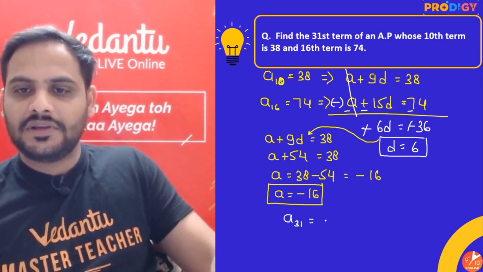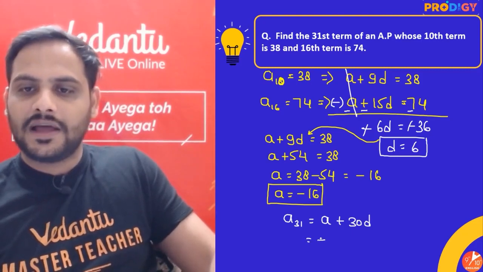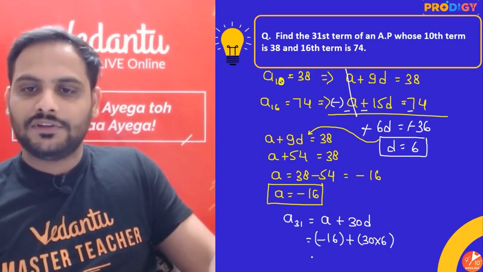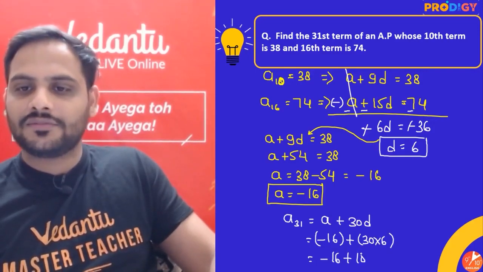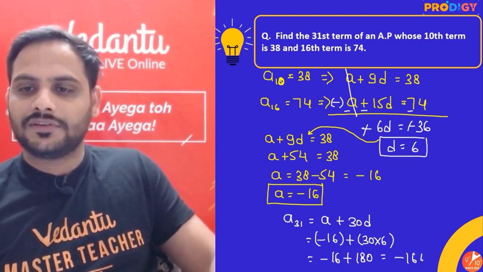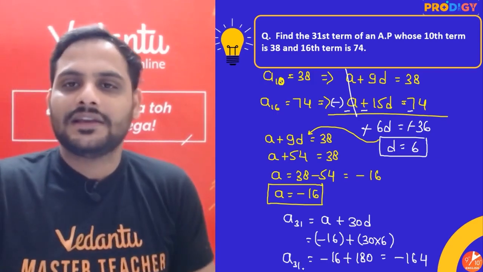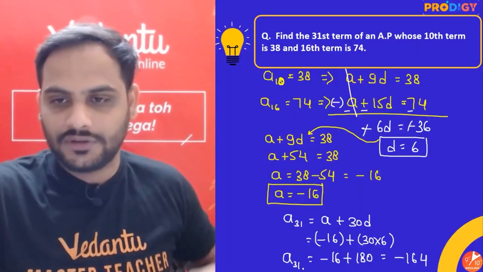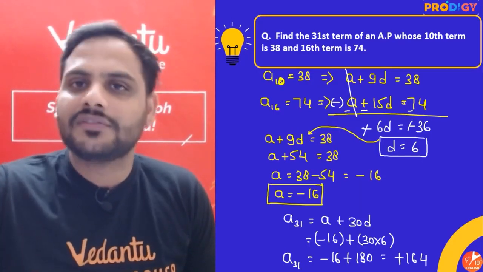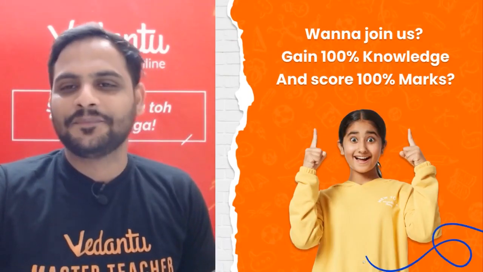31st term will be a plus (31 minus 1) is 30d. So it will be minus 16 plus 30 into 6, which means minus 16 plus 180. So it will be equal to what? It will be equal to 164. Oh, sorry, plus 164. Why minus here? Plus 180 is more. So 164 is your correct answer. Easy, easy peasy, right? Okay, chalo.